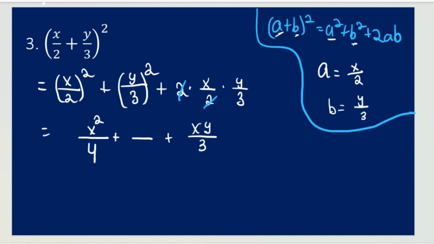Now same for the second term. The power 2 is going to be for the numerator and the denominator. So y squared is the numerator. Then the denominator is going to be 3 squared, and when we solve 3 squared, we would get 9. So the denominator is going to be 9.